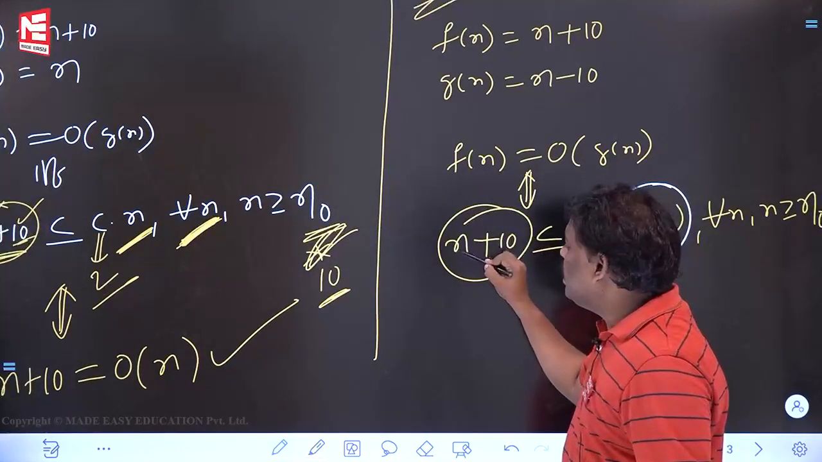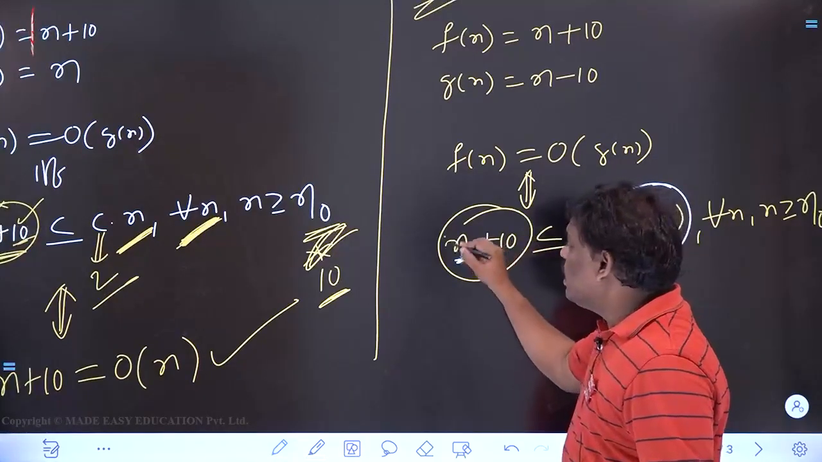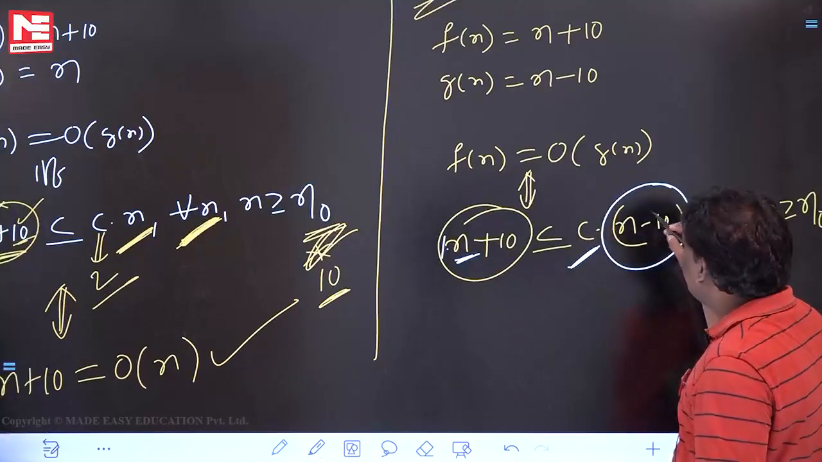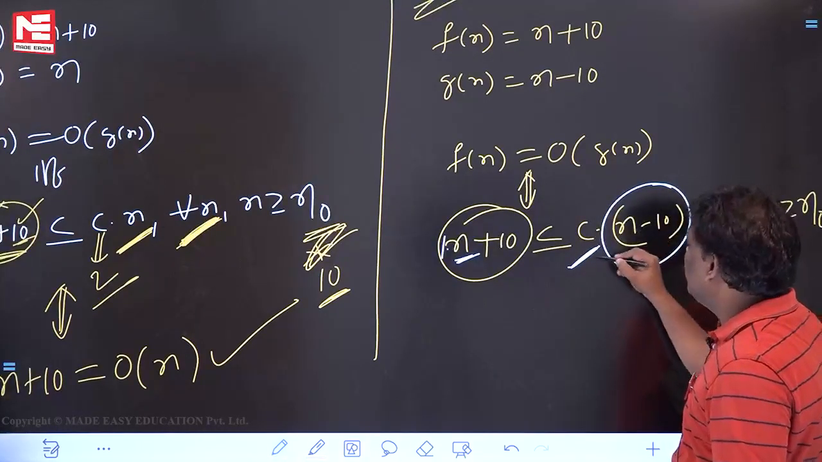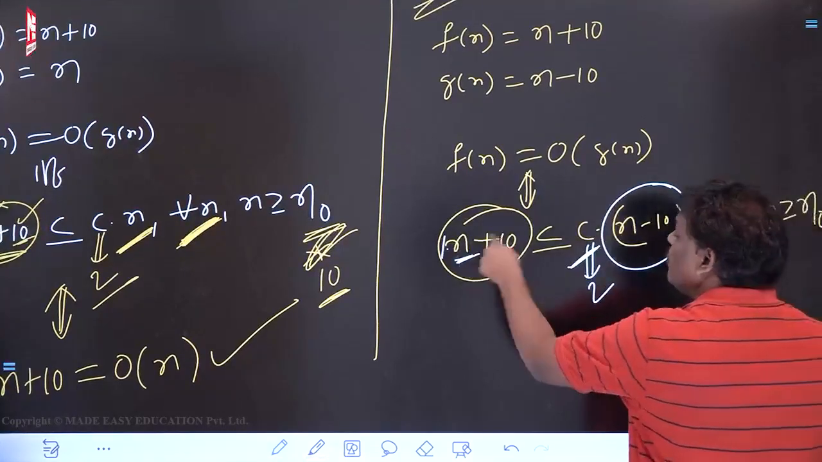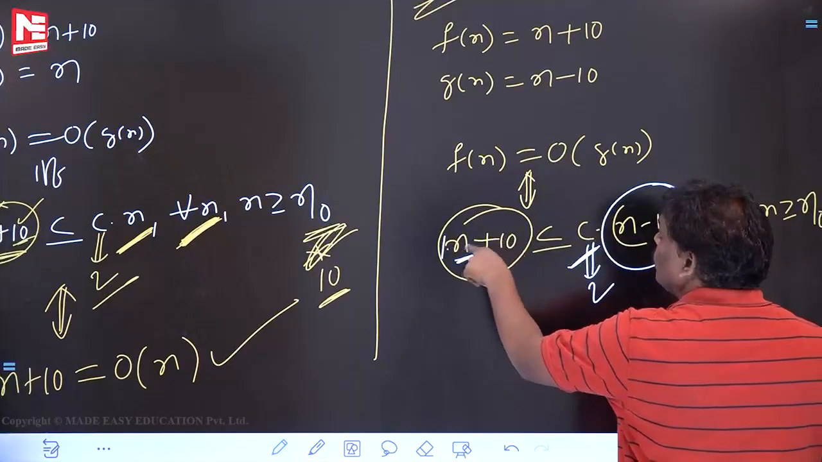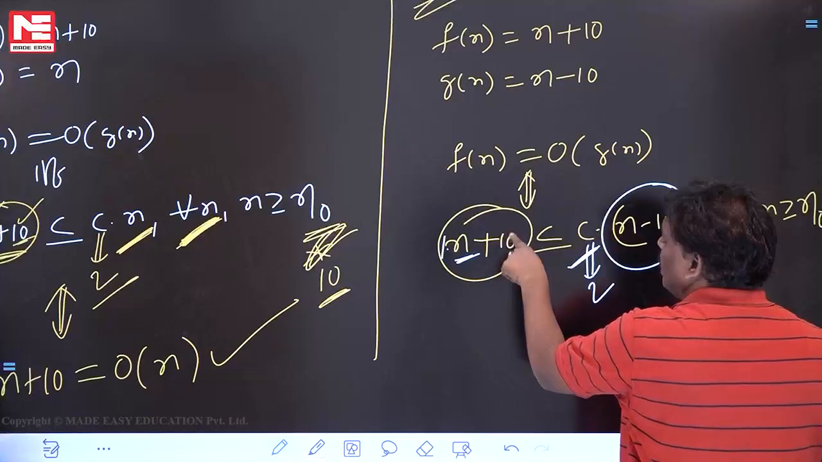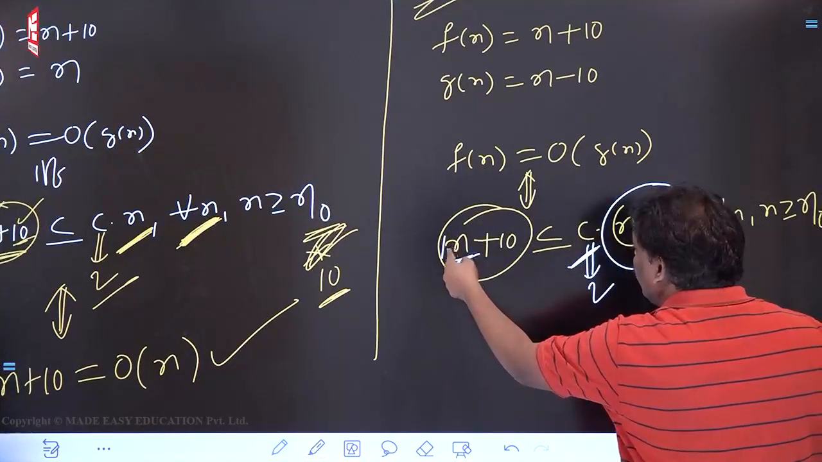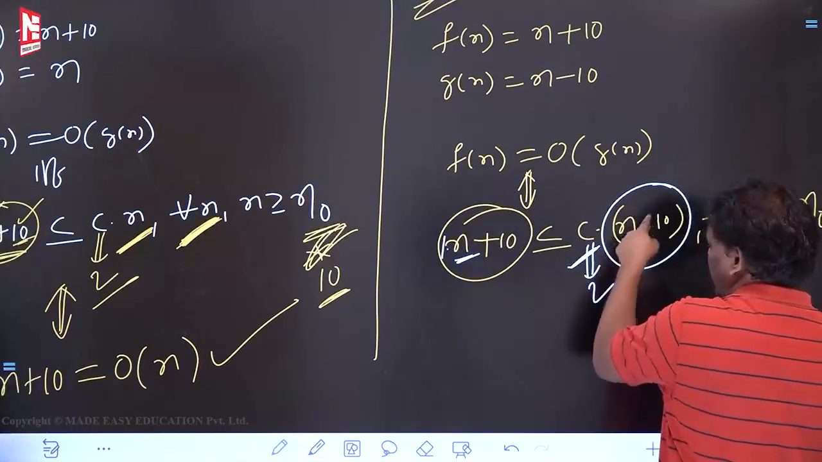What is on the right? Here n is there, it's okay. It is 1n. Let us assume this is also 1n. Let's take C value 2. It will become 2n. In front of n, 10 is negligible, because it is always 10, but n can increase. Right? It is 1n, and here it is going to be double n.